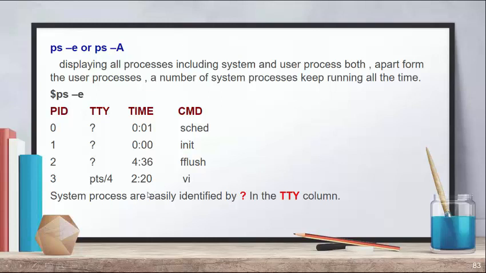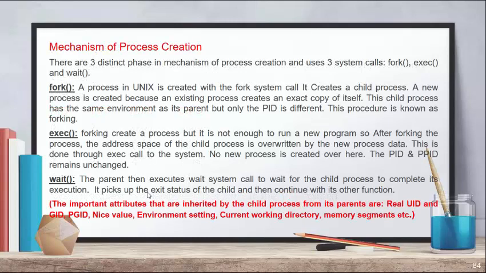So ps -u, ps -a, ps -e, ps -A and ps -f. This many options are available for the process, right? Now, how to create a process? There are 3 system calls.